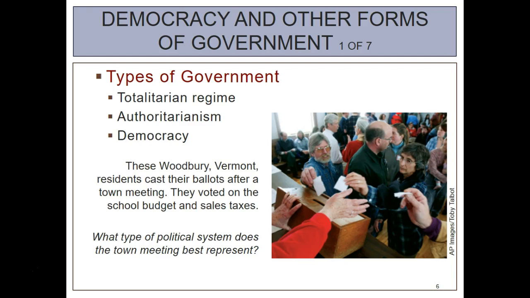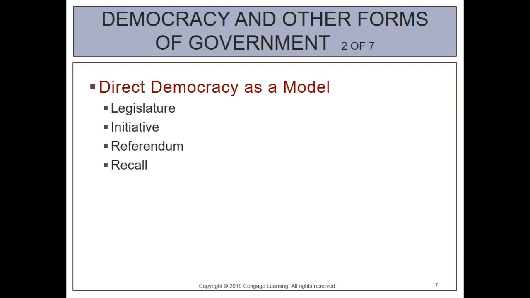The different types of government that you talked about in the book: totalitarian regimes, authoritarianism, and democracy. We'll talk a little bit more about those different forms. Direct democracy actually came from the Greeks. They would put rocks into big baskets to cast their ballots, and that's how the public actively participated in the lawmaking procedure.